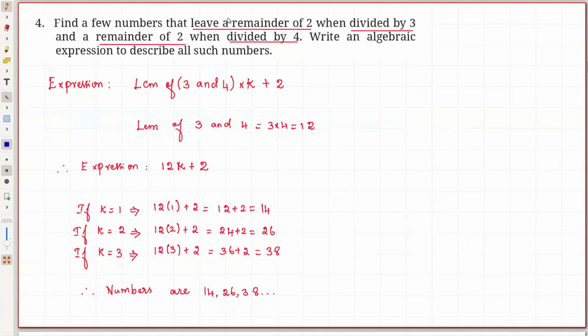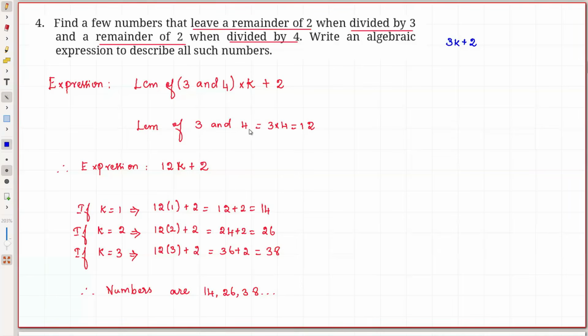Next, question number 4. Find a few numbers that leave a remainder of 2 when divided by 3 and by 4. Write an algebraic expression to describe all such numbers. If only one condition is given, leaving remainder 2 when divided by 3, we can just write it as 3k plus 2. But here two conditions are given: remainder 2 when divided by 3 and remainder 2 when divided by 4. For both, the remainder is the same. Therefore we can take the LCM of 3 and 4 into k, plus 2.